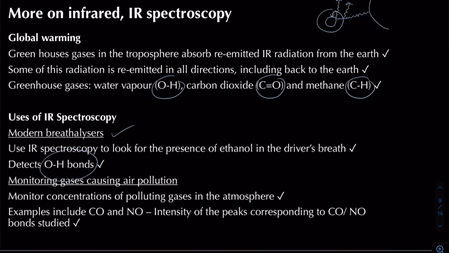Now another thing that we use it for is monitoring gases causing air pollution. We use it to monitor concentrations of polluting gases in the atmosphere, such as carbon monoxide or nitrogen monoxide, and the intensity of the peaks that we get corresponds to the carbon monoxide and nitrogen monoxide bonds actually studied as well.